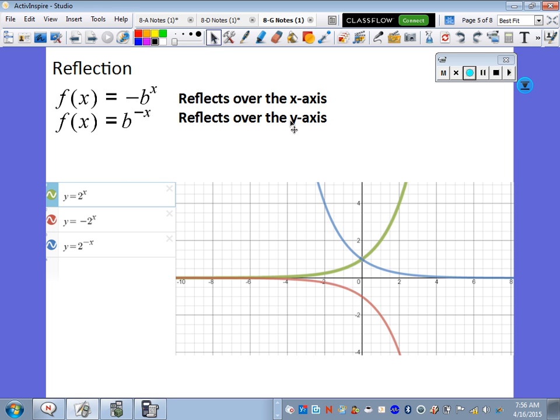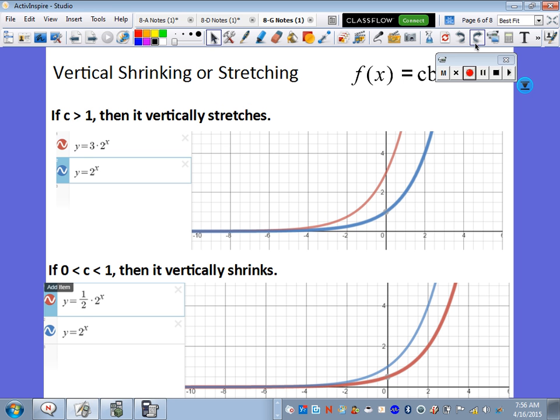Here, I'm going to move this so you can actually see this. If you multiply b to the x by a number c, instead of adding or subtracting, we're multiplying. If c is greater than 1, you're stretching it vertically. And if it's between 0 and 1, you're shrinking it. Blue is your parent function here, in both cases. This has been stretched. This has been shrunk.